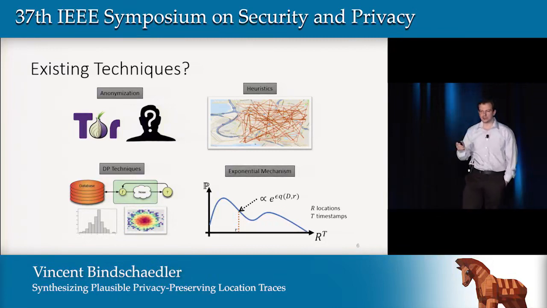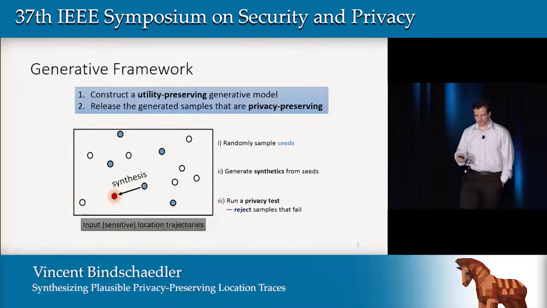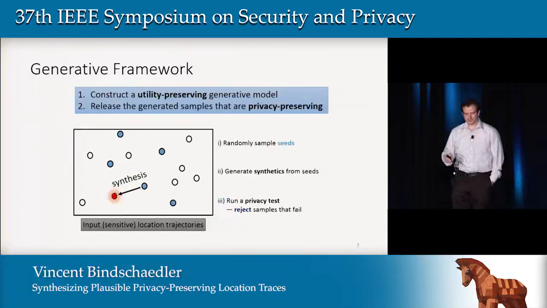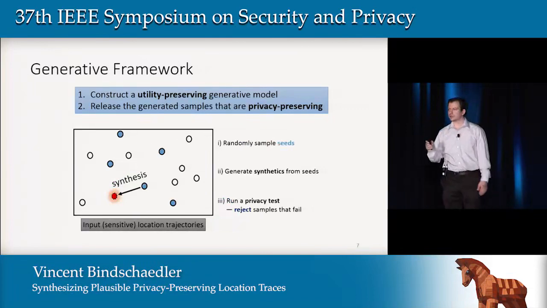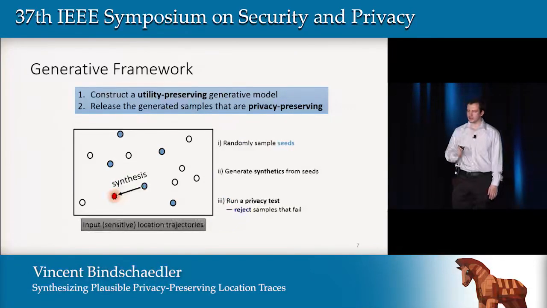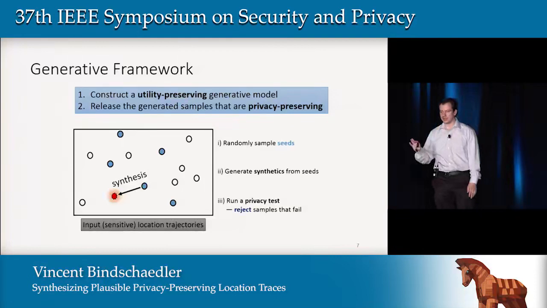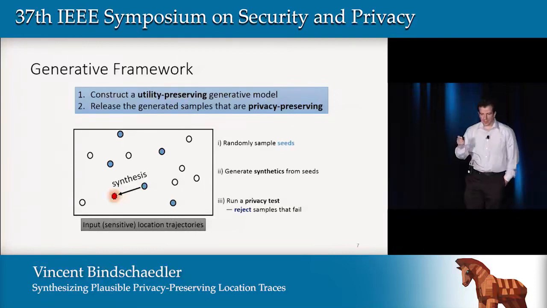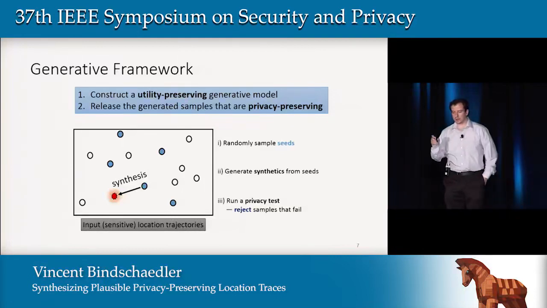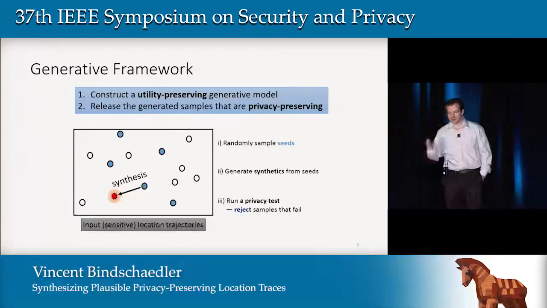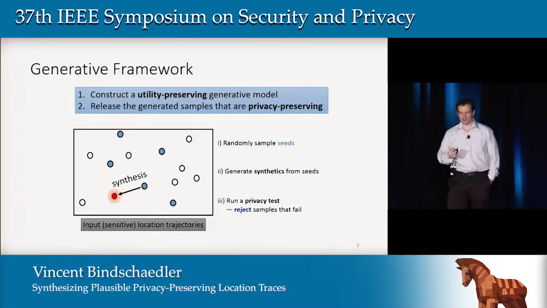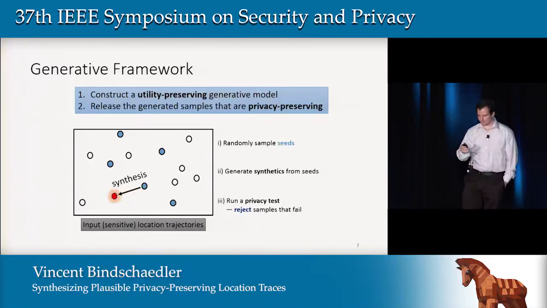Therefore, it's simply infeasible to sample from this space. So what can we do instead? We propose to have a generative framework with 2 steps. In the first step, we focus on constructing a utility-preserving generative model. This is a data science task. In the second step, we will take the synthetic location traces we have generated in the first step and only release them if they pass a privacy test. This is how we ensure privacy.